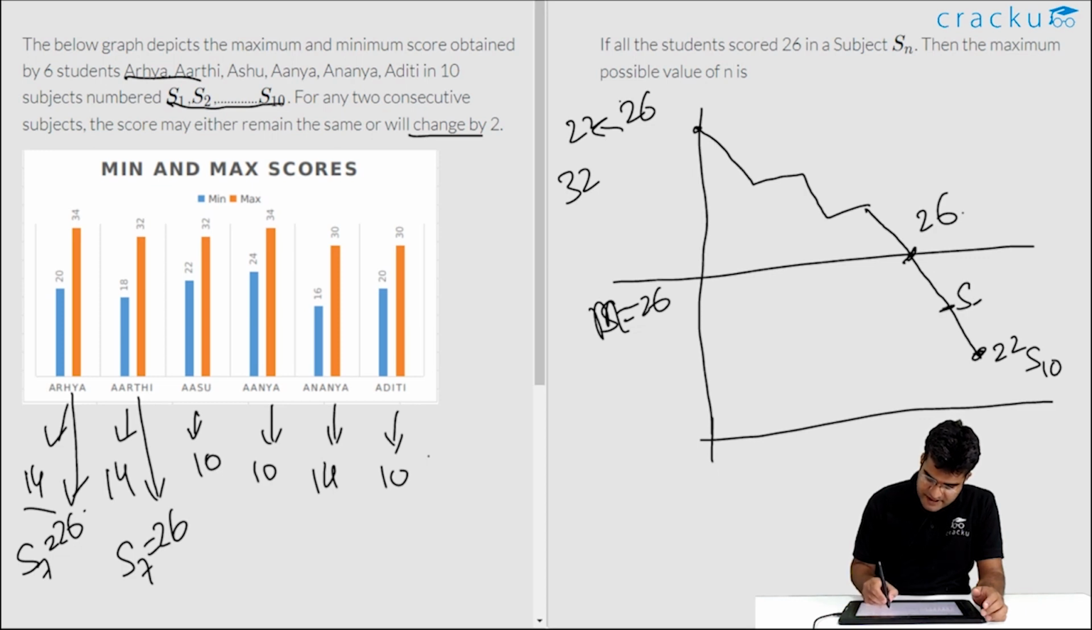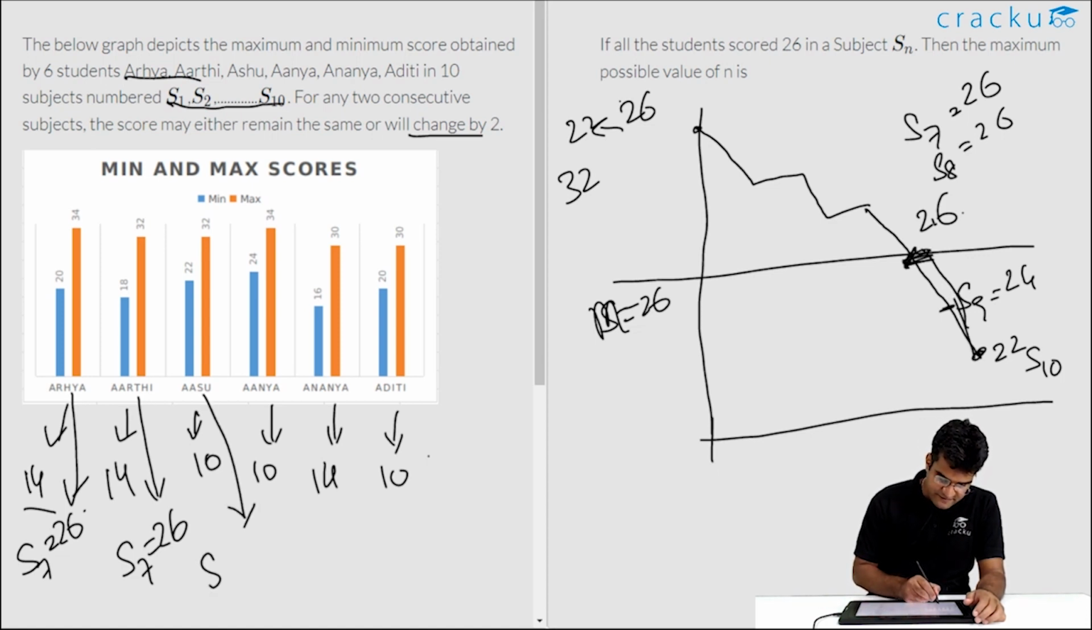Now S of 9 can be 24, and in her case we can actually make S of 8 to be 26, but we don't need S of 8 because we know that n is less than or equal to 7. So we can easily find a case where S of 7 is equal to 26. We can just say that S of 7 is equal to 26 and S of 8 is also equal to 26. So she basically got it flat here and then she came down. So for her also, we can find a case where S of 7 is equal to 26.